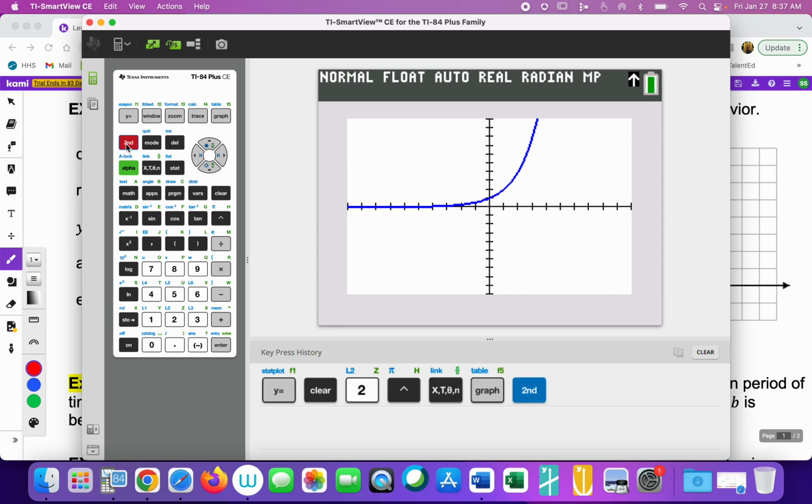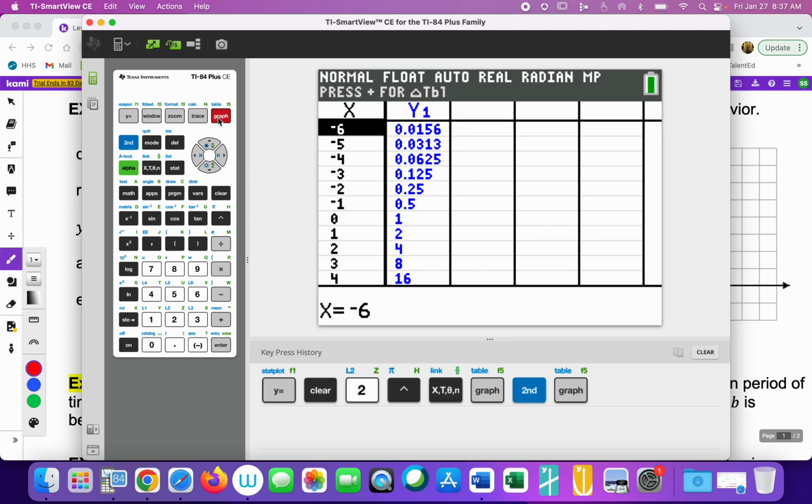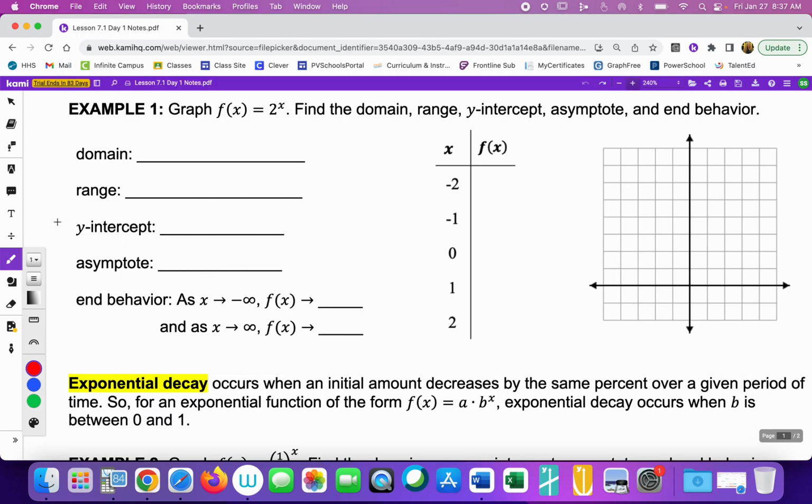Now in your table, I gave you the x values to use. Go ahead and write down those values. Now for negative 2, 2 to the negative 2 you could also write down as 1/4. It's the same thing. And 0.5 is 1/2. So you can write 0.25 or 1/4. That's totally up to you. And then go ahead and plot those.